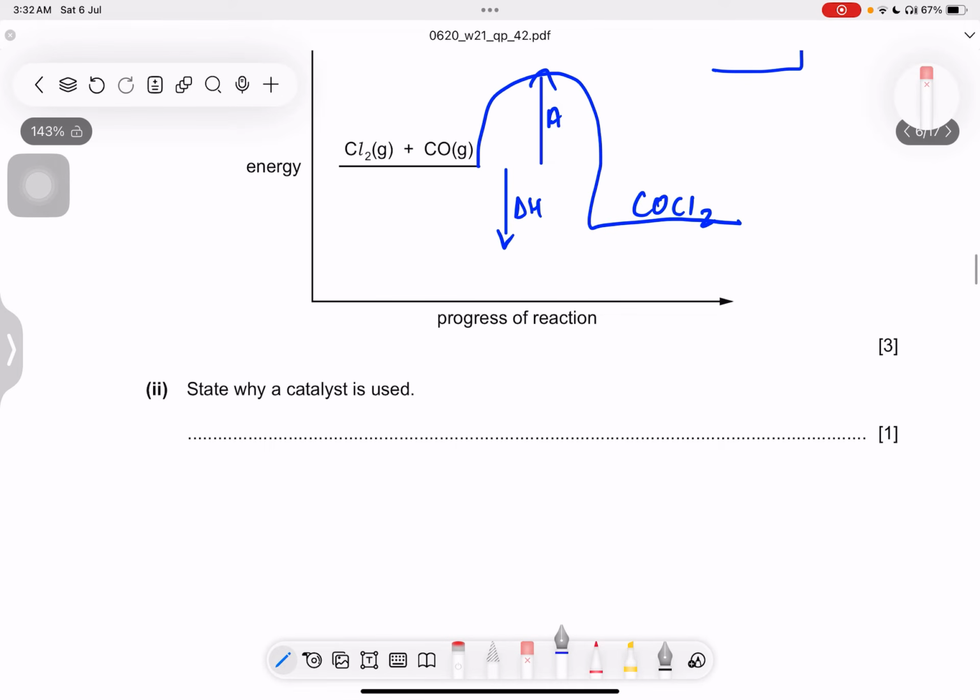State why a catalyst is used. A catalyst is used to lower the activation energy of the reaction to increase the rate of the reaction. To increase the rate of the reaction by lowering the activation energy.